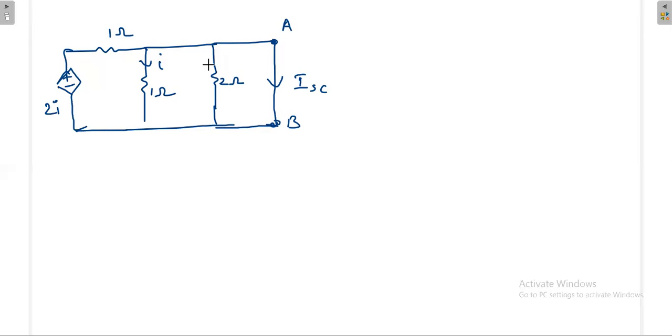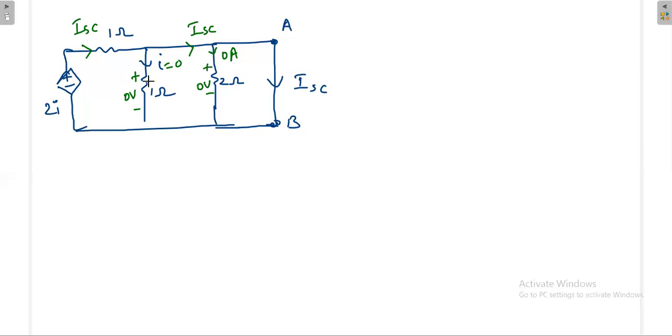Once it is 0 volt, the same 0 volt will appear here. If it is 0 volt, 0 ampere current will flow here. If it is 0 ampere, and the short circuit current is ISC, then the current flowing here has to be the short circuit current ISC. And this 0 voltage will also appear across this 1 ohm also. And again here also 0 volt, then this I is also 0 only. That means again here also ISC only will flow.